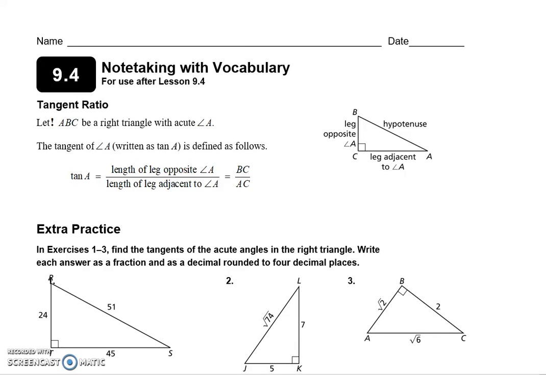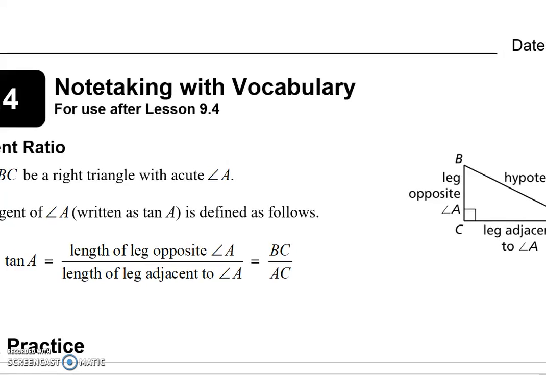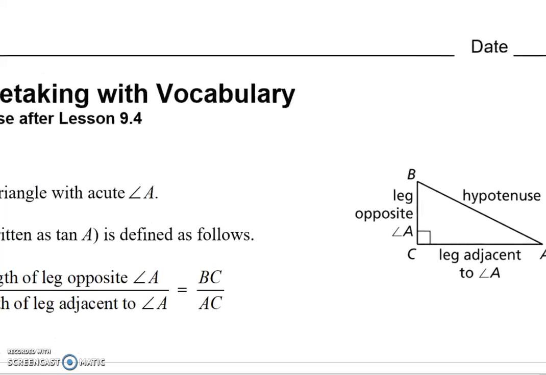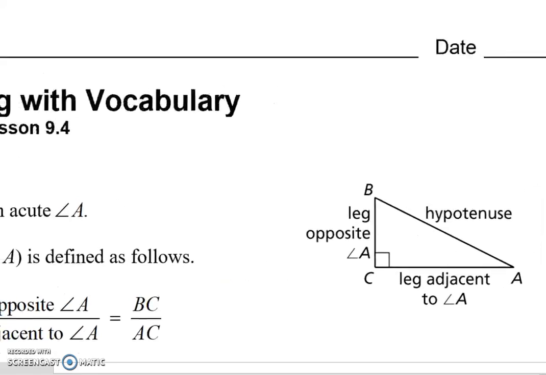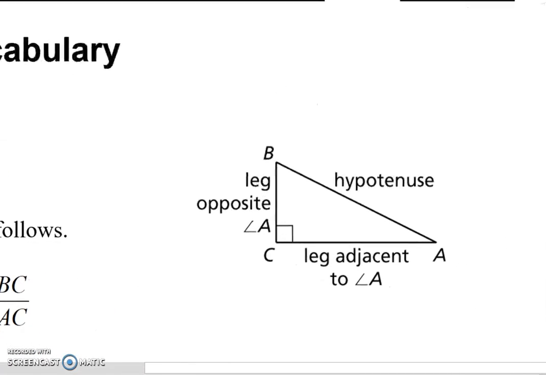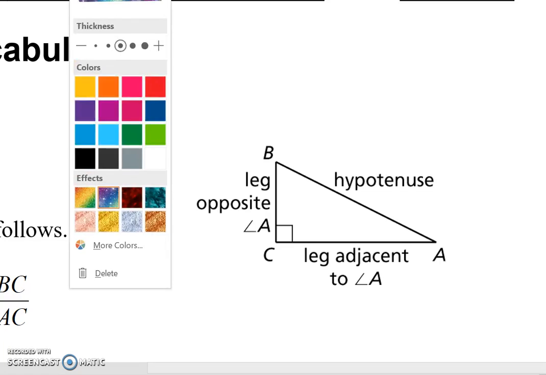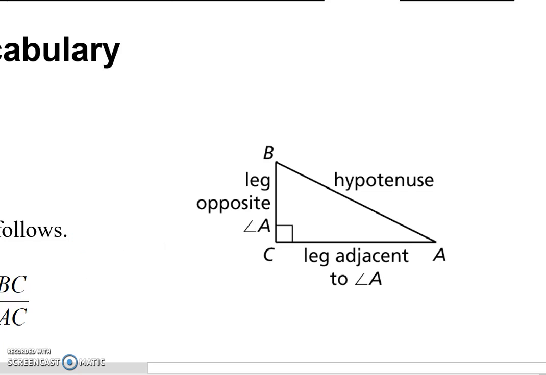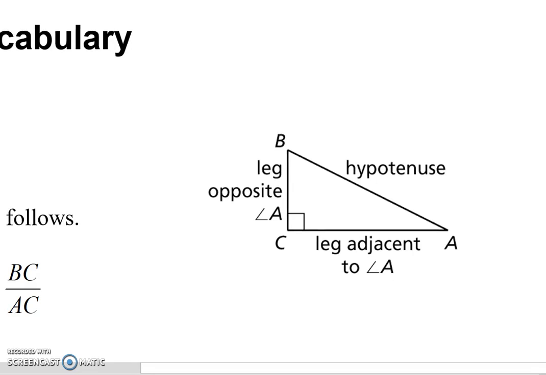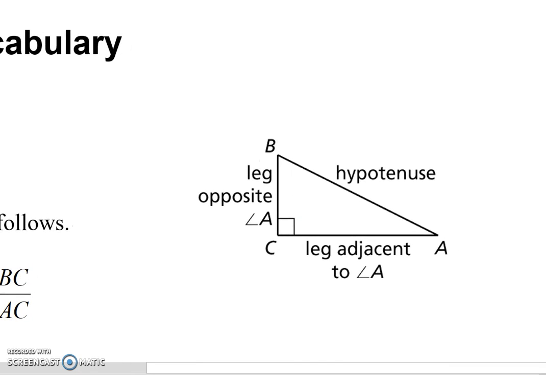All right, tangent ratio. So for this, the first thing I want to look at, I want to zoom into this and talk about how I want you to set these up. Looking at this triangle here, you have the hypotenuse. The hypotenuse is across from the 90. So that's the hypotenuse.